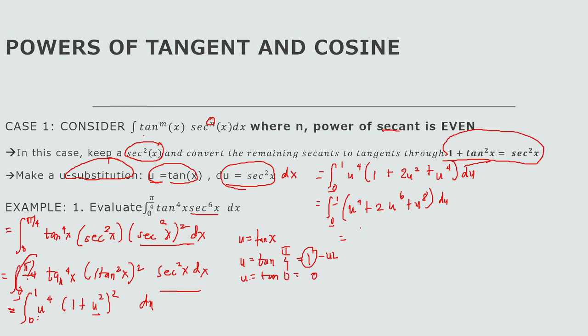So that will now be u^5 over 5 plus 2u^7 over 7 plus u^9 over 9. That is from 0 to 1. So that's 1/5 plus 2 over 7 plus 1 over 9 minus 0 over 5, 0, 0, so minus 0. So therefore, we can now use our calculator, change back to degree, 1 over 5.